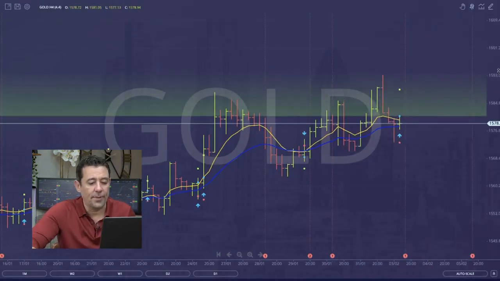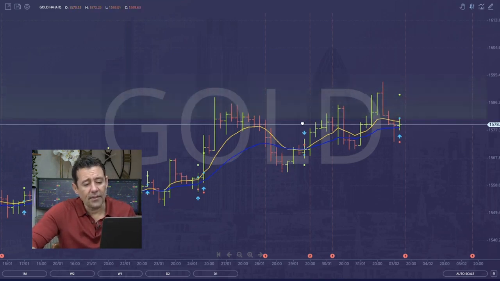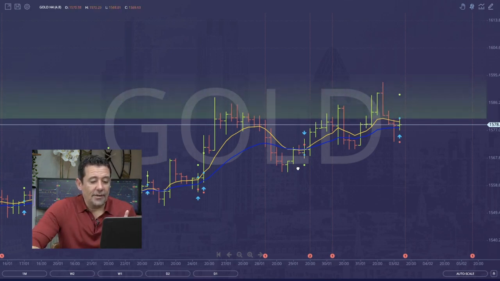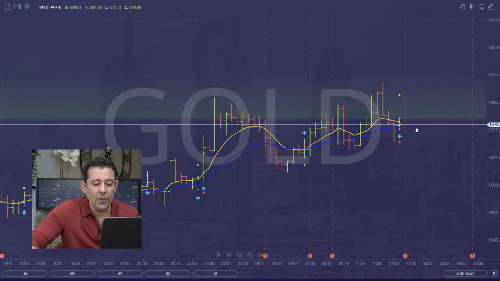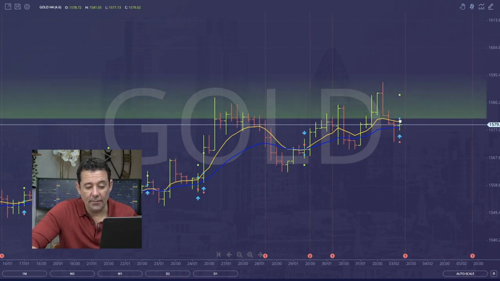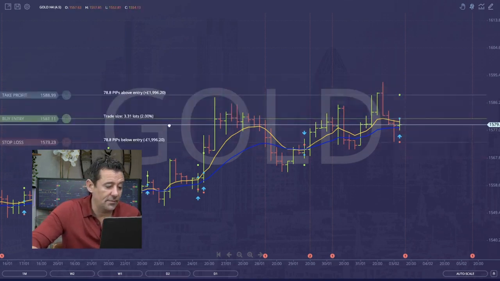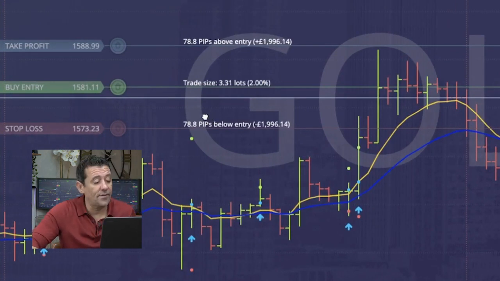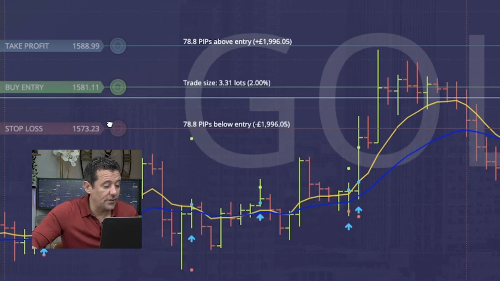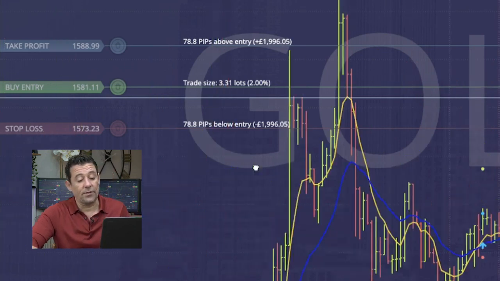And the reason I like to drop into this position is, despite this PMI manufacturing numbers, it's not a big deal for gold. But what is interesting is that the cyclicity here and the uniformity of the price range movement indicates to us that we could be on for a little rally, and if we hit the green button, it'll give us the movements here. So about a 78 pip movement, which would give us about £2,000 profit. It's a buy entry at around 1581.11 with a price target of 1588.99 and a stop loss of 1573.23.